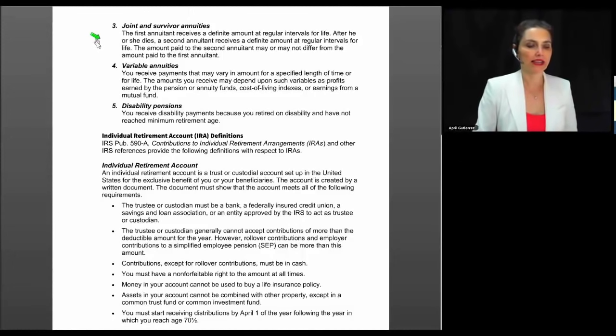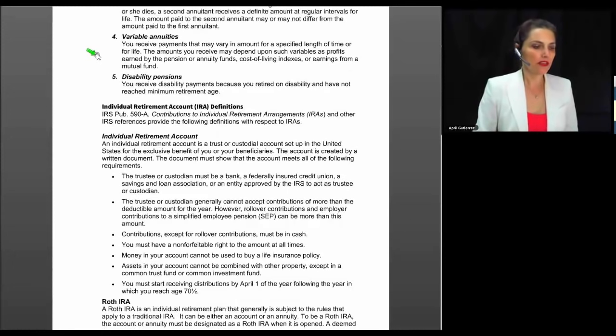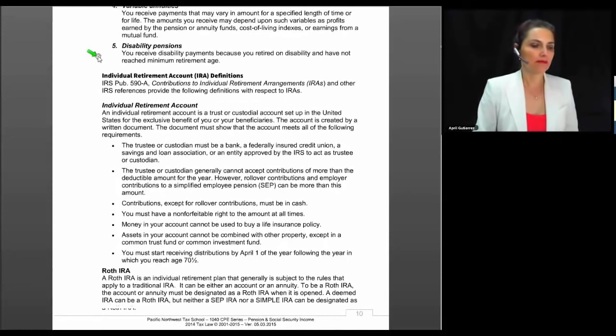The amount paid to the second annuitant may or may not differ from the amount that was paid to the first annuitant. Variable annuities. Here you receive payments that may vary in amount for a specified length of time or for life, and the amounts you receive may depend on such variables as profits earned by the pension or annuity fund, cost of living indexes, and/or certain earnings from a mutual fund. And then finally, disability pensions. You receive a disability payment because you retired on disability and have not reached the minimum retirement age.